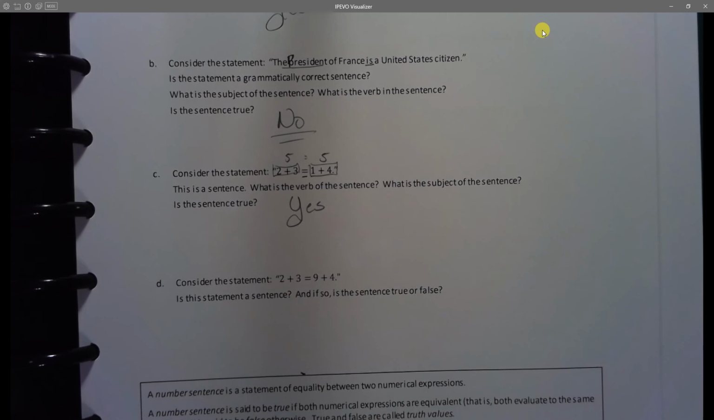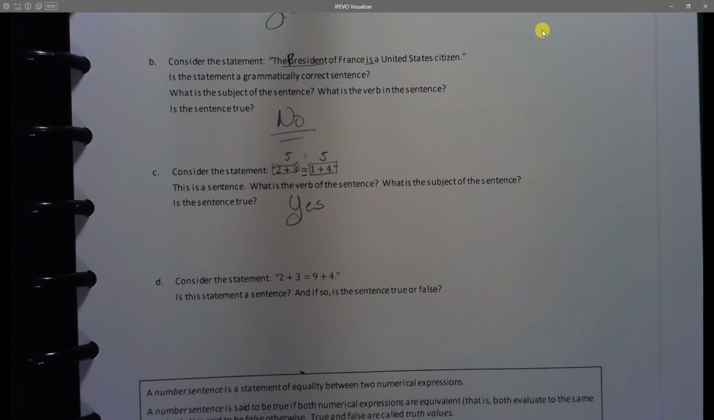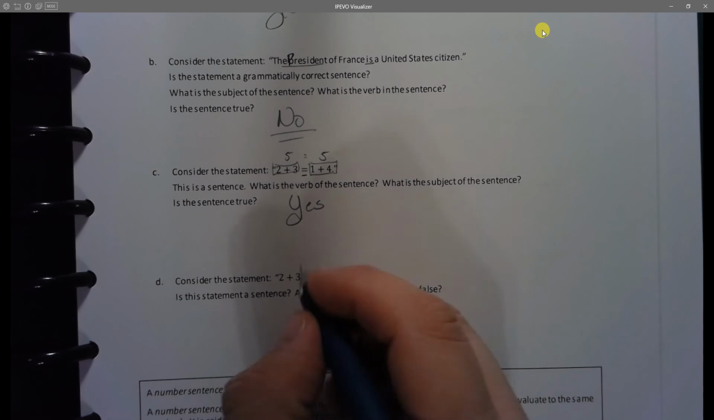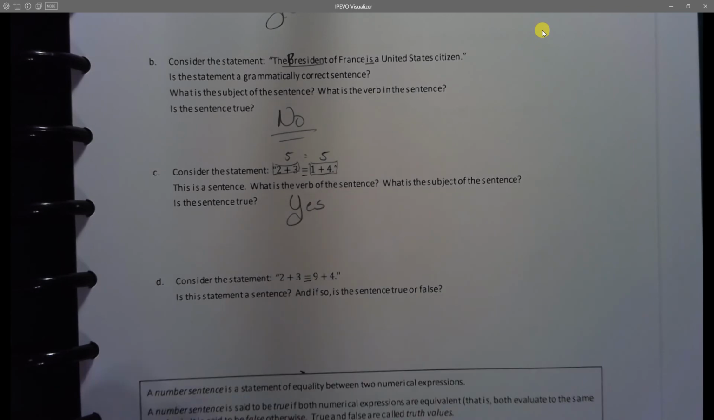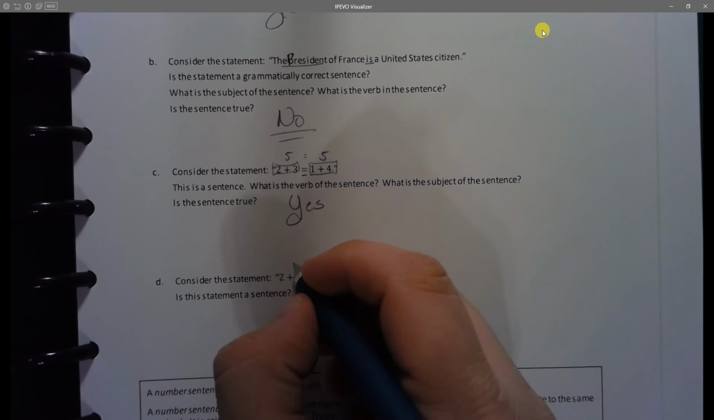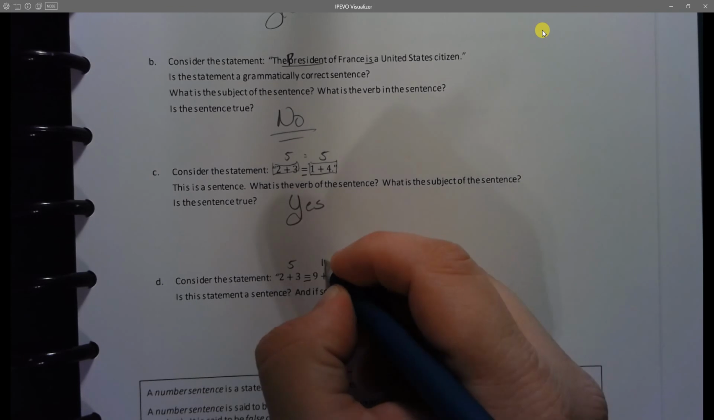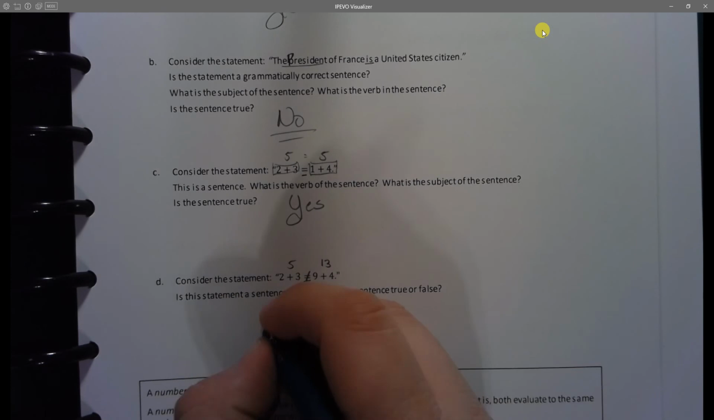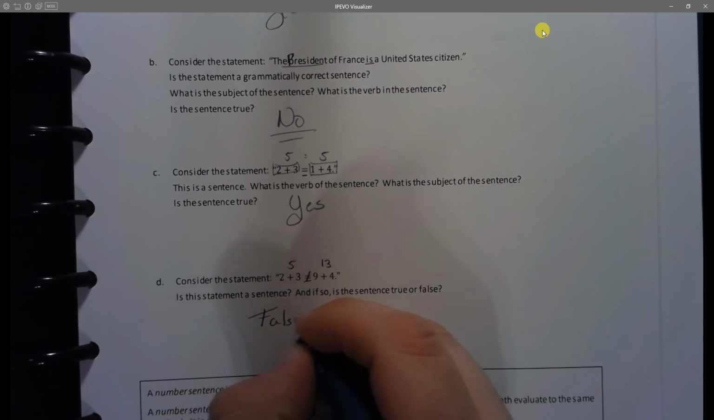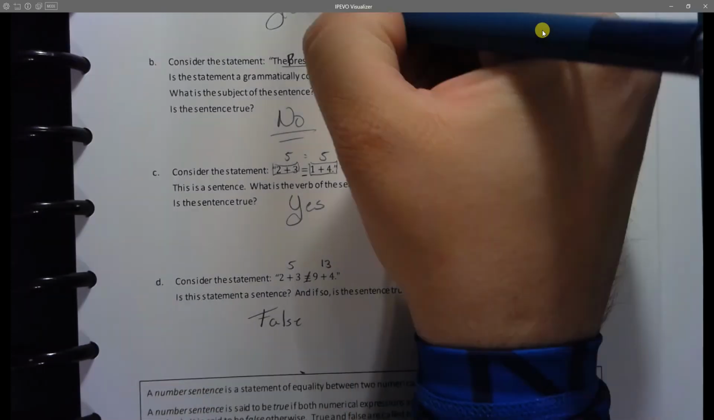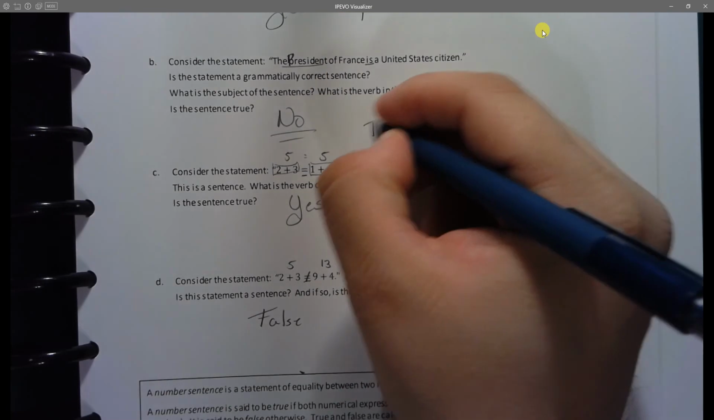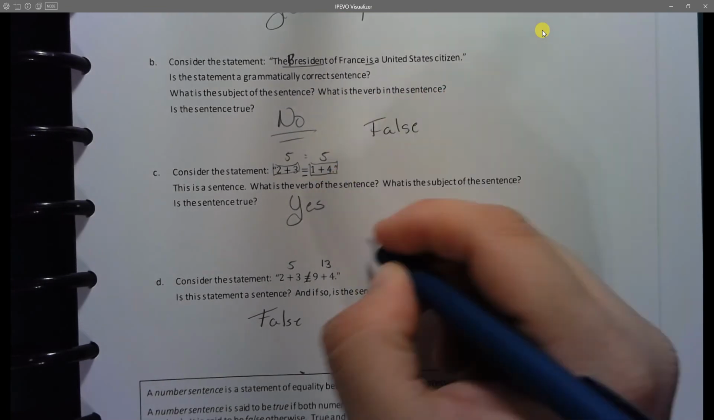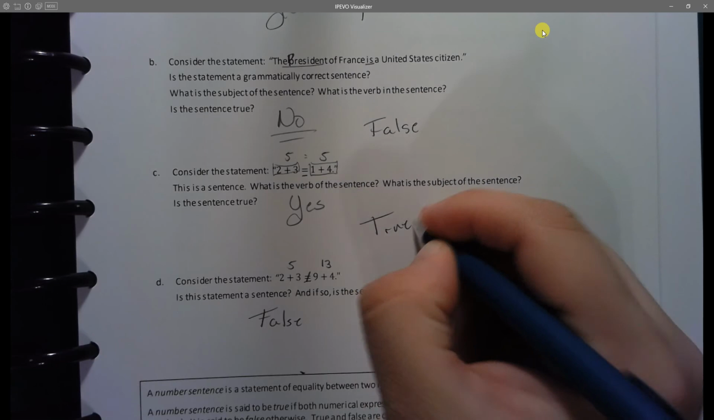All right. Consider the statement 2 plus 3 equals 9 plus 4. Okay. We know we got the equal sign. 2 plus 3 is 5. 9 plus 4 is 13. Does 5 equal 13? No, it does not. This is a false statement. Okay. This is true. This is false. This is true. And this is false.